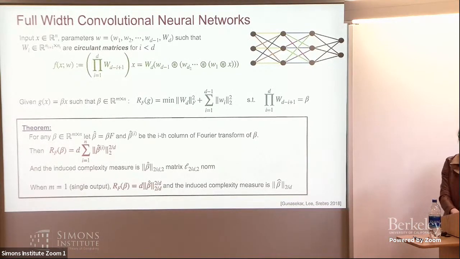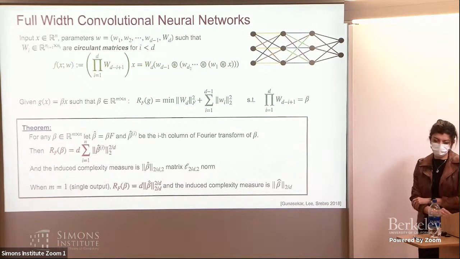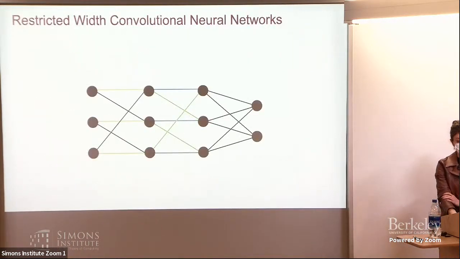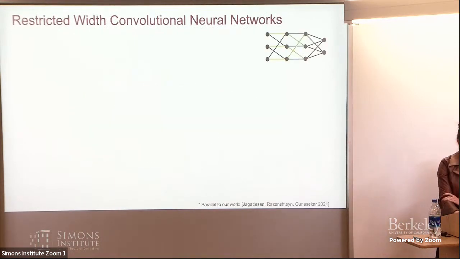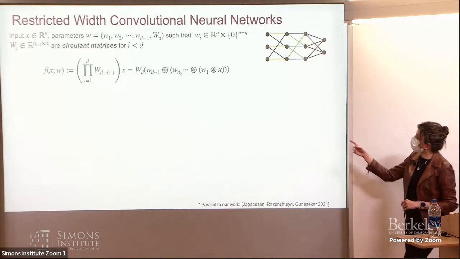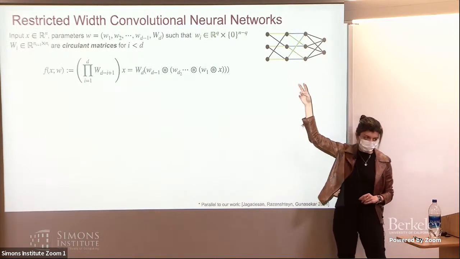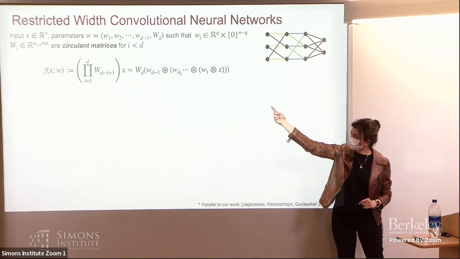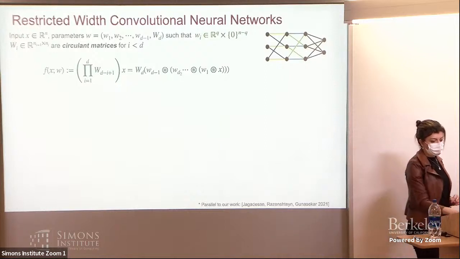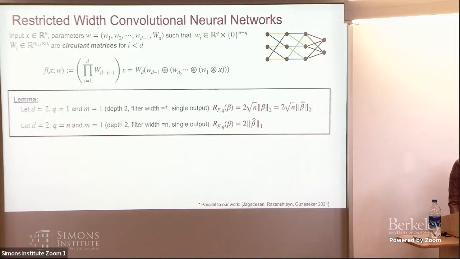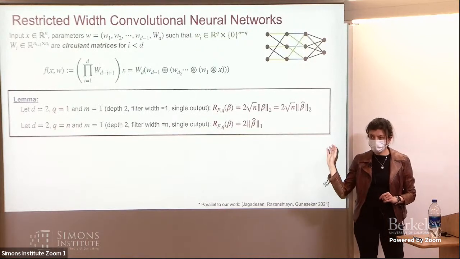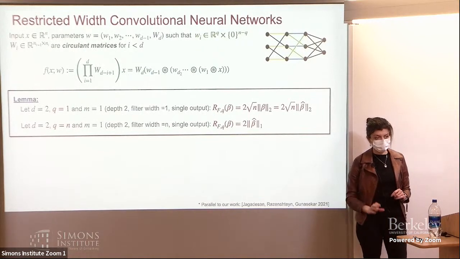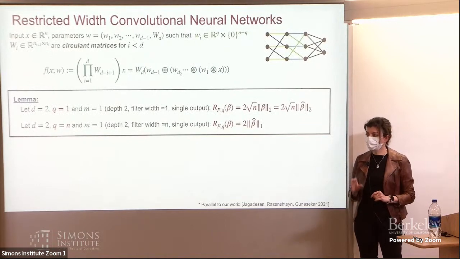But the problem is that in practice, we don't usually use full width convolutional neural networks. We use restricted width convolutional neural networks in which just some edges are removed. And this corresponds to having these vectors that have only Q non-zero elements. And then you construct these circulant matrices from them and just apply them.